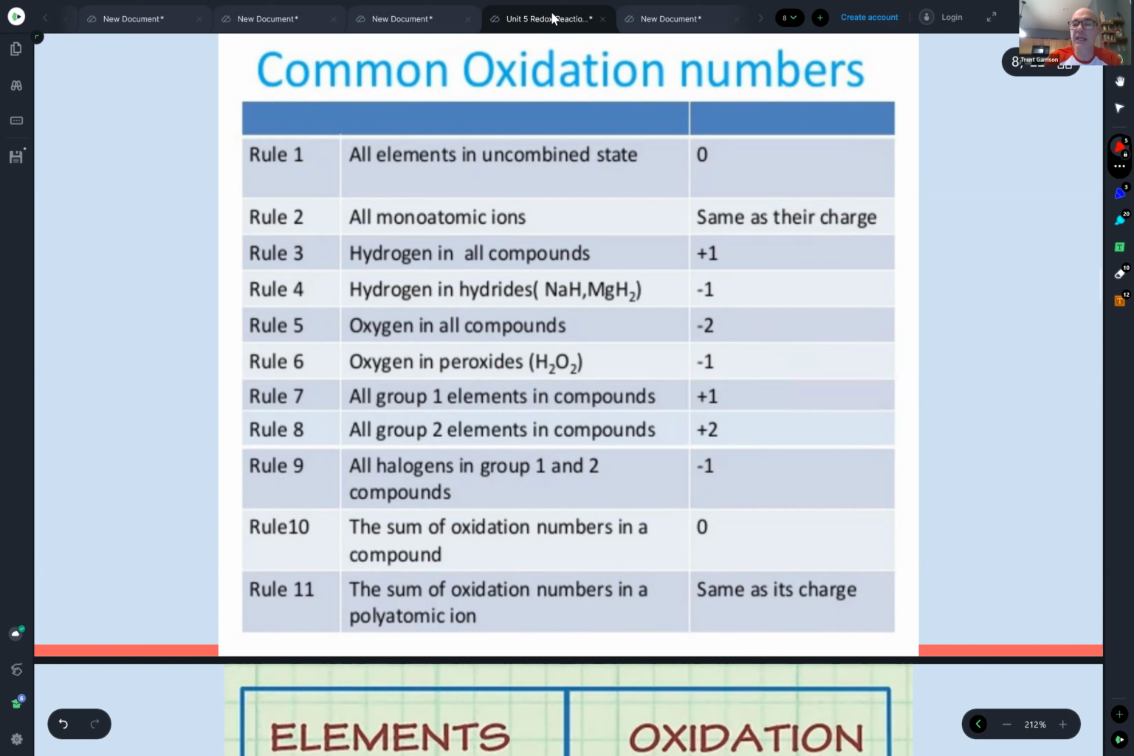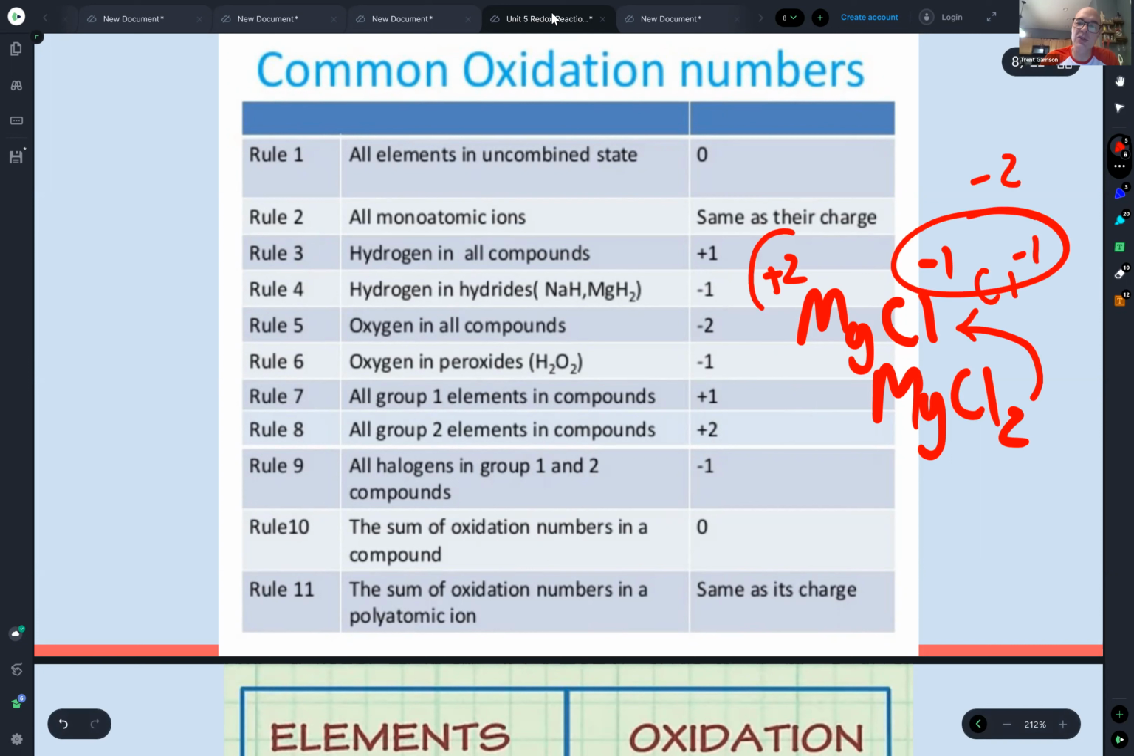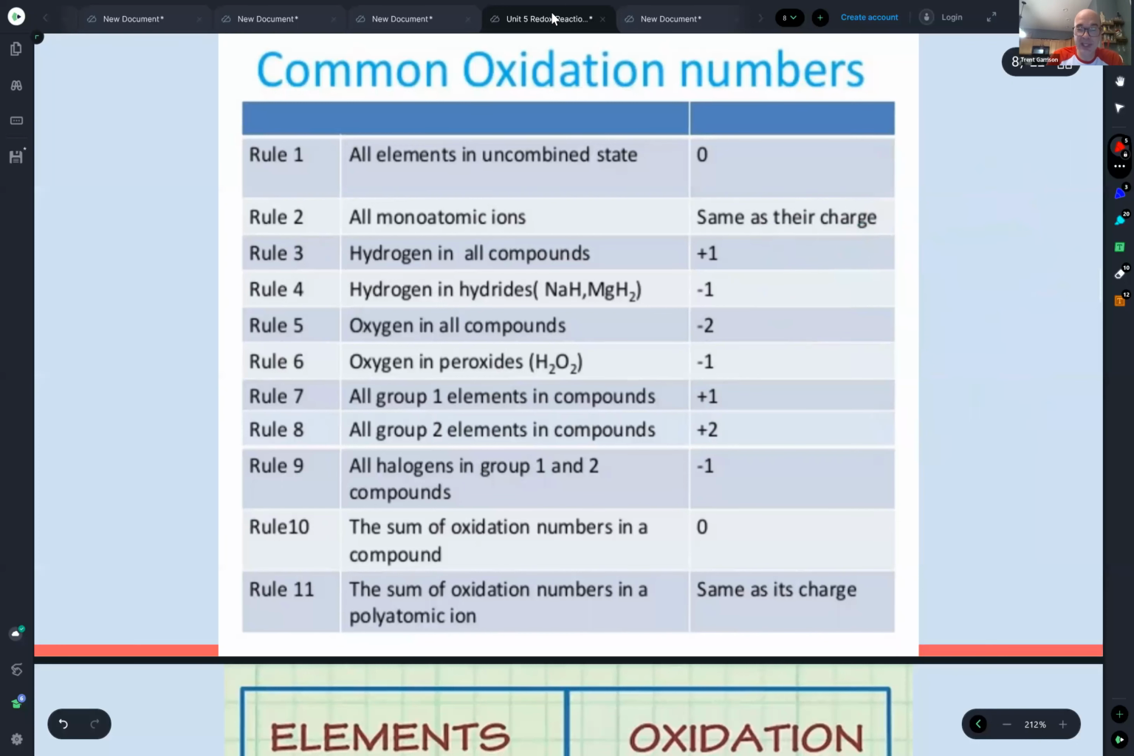If I had magnesium and chlorine, a +2 and a -1, I could crisscross applesauce and I would end up with MgCl2. Well, the reality is what you didn't think of, whenever I have two of these chlorines, the overall charge is -2. Those total charges are going to equal 0. So that's what Rule 10 is saying. It's saying that all of these compounds always have to add up to 0. That's how you know if you've gotten it correct, is that all of your charges end up equaling 0.